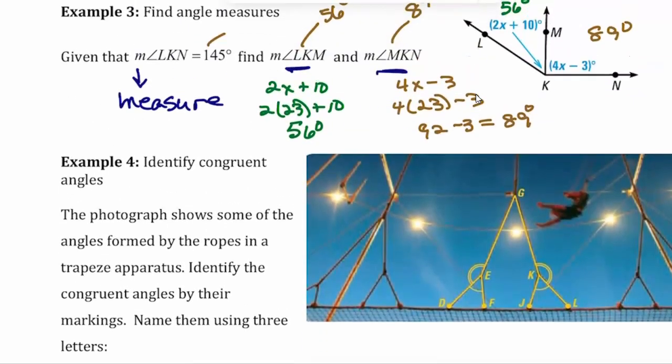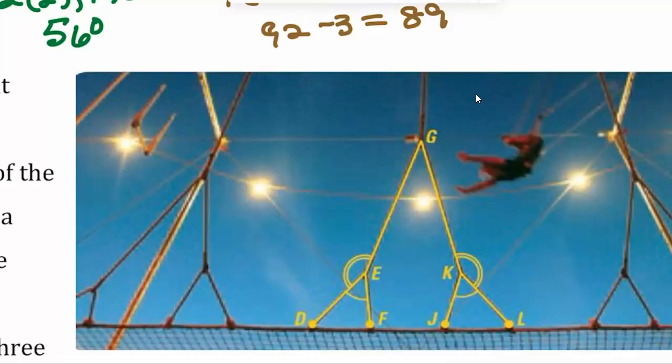Okay, here's another example for us. It says example 4, identify congruent angles. So let's look at this notation. It's right here. So what you want to know is that where you have, I'm going to make this red, this is one little curve and this is one little curve. That means that they are equal. So angle DEF is going to equal angle JKL.